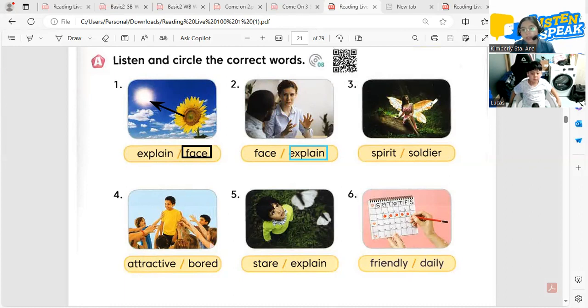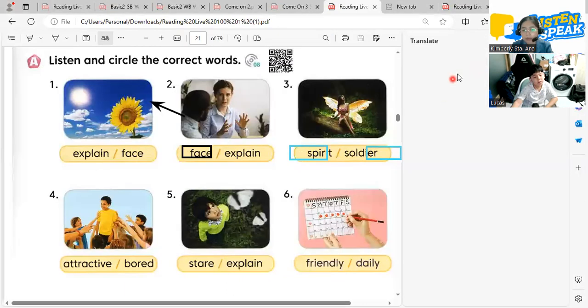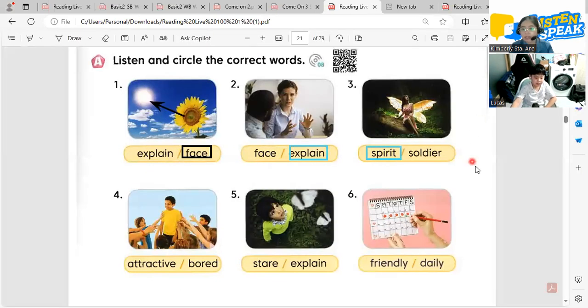Now, let's have number three. What is number three? It's a spirit. Can you say spirit? A spirit is someone who is not real. It's like a ghost, but it's not as scary as a ghost. So let me share with you what a spirit means in Korean, okay? Can you see this? Okay, so that is spirit.